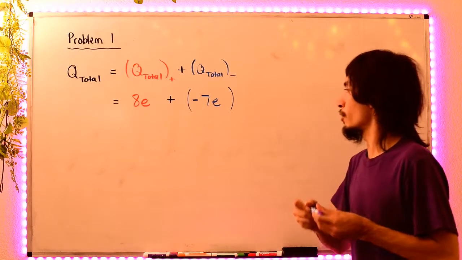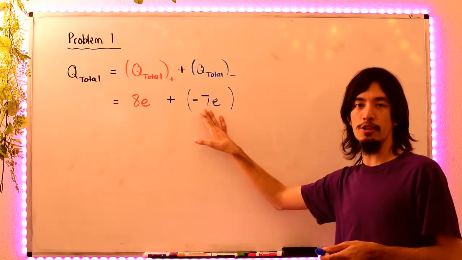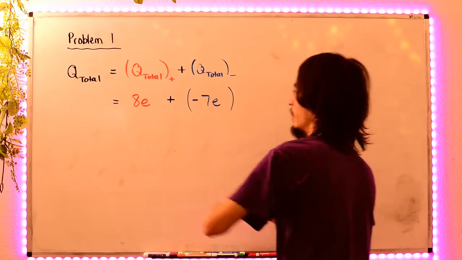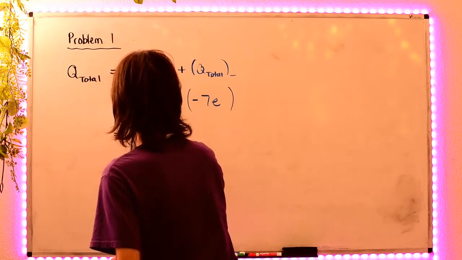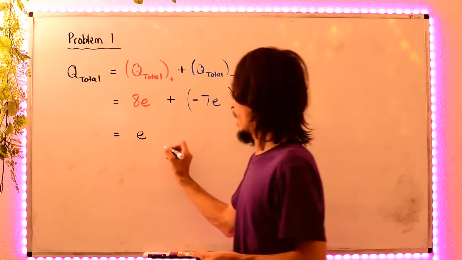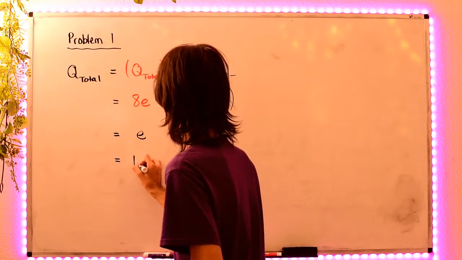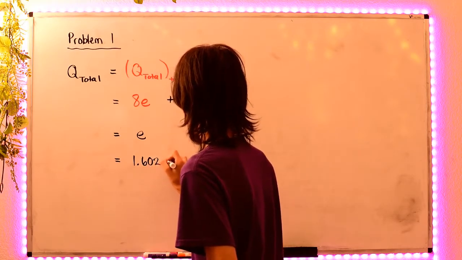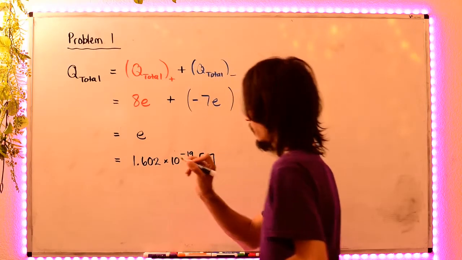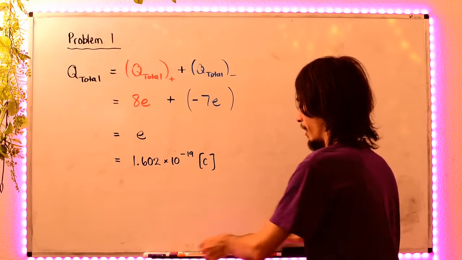Okay. So 8 protons, 7 electrons, both having the same charge. So that means that ultimately we're just left with one single elementary charge, 8 minus 7. And we know the value of that, which is 1.602 times 10 to the minus 19th coulombs. Okay, so that's it for that one. Nothing too much.